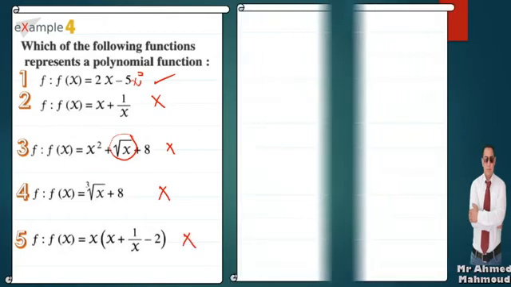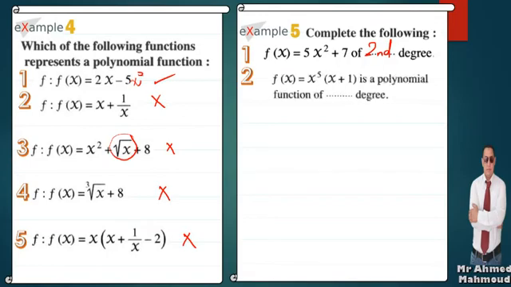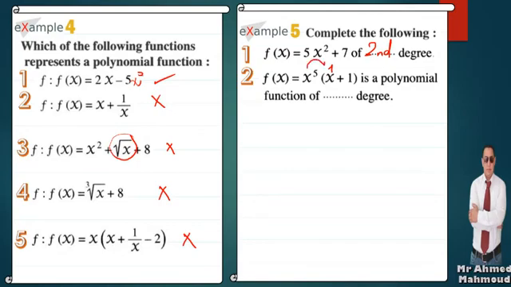Okay, another example. In this example, f of x equals 5x power of 2 plus 7. Of what degree? This is of the second degree. This is very easy. The second one. Here we have x power 5 times x plus 1, a polynomial function of what degree? Here we have x power 1. X power 5 times x power 1 equals x power 6, because we add the powers, then this one is of the 6th degree.